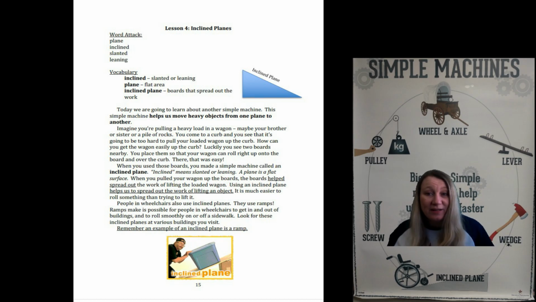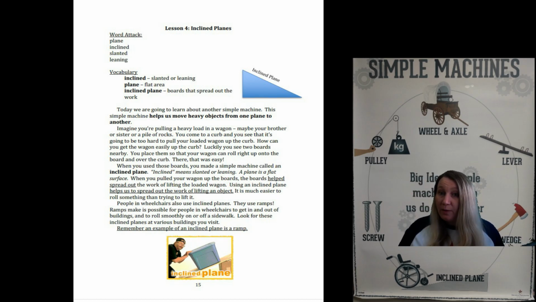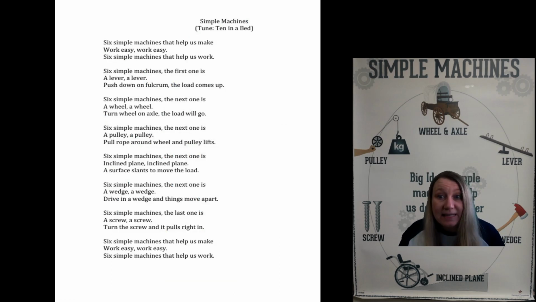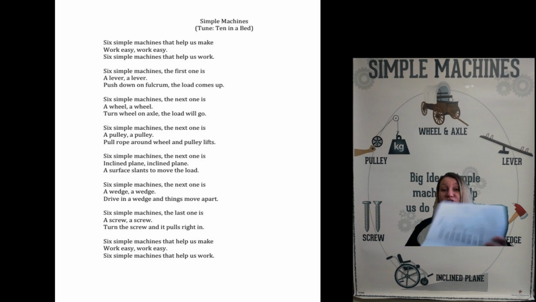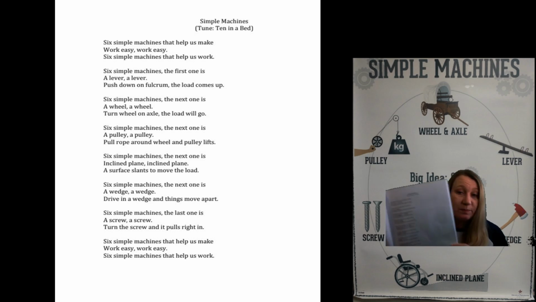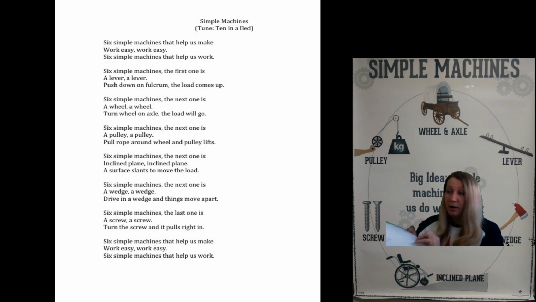All right, let's get into our lesson. Make sure you're following along with me. Today we are going to learn about another simple machine. You already know it's going to be the inclined plane. So let's go over the 6 different simple machines. Some of these you've already learned about and some of them you'll get to. Let's talk about the very first one that is in our song. Remember, the very first page of your packet has the song, and it is called Simple Machine.